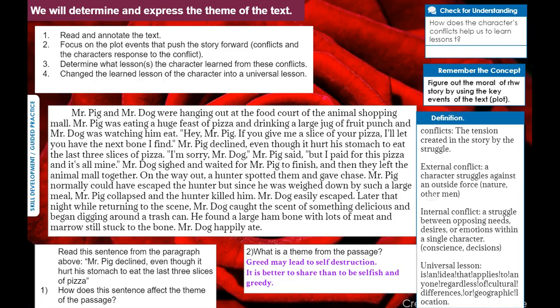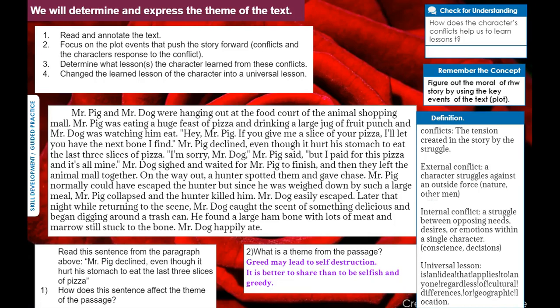So, what is the lesson that we learn? Well, he was greedy. So let's look at what we learned about greed. Greed led to Mr. Pig's destruction. So greed may lead to self-destruction. Or, you know what? What else could Mr. Pig have done? He could have shared, right? So it is better to share than to be selfish and greedy. These are lessons that we've learned.